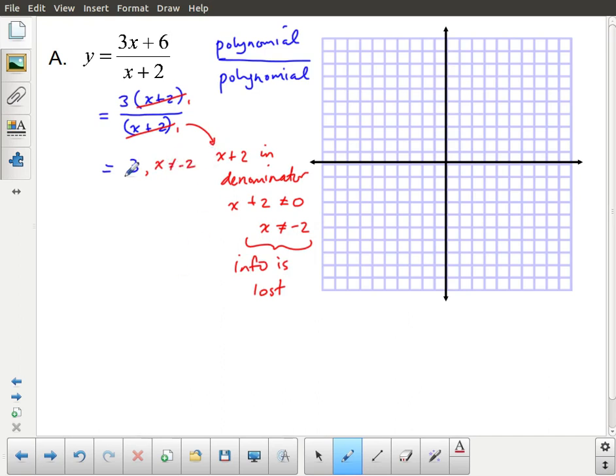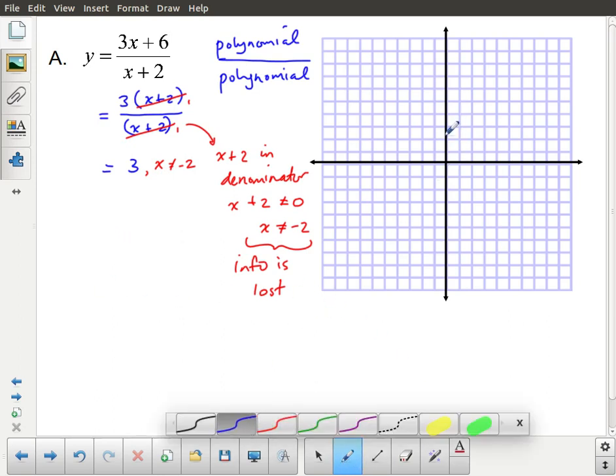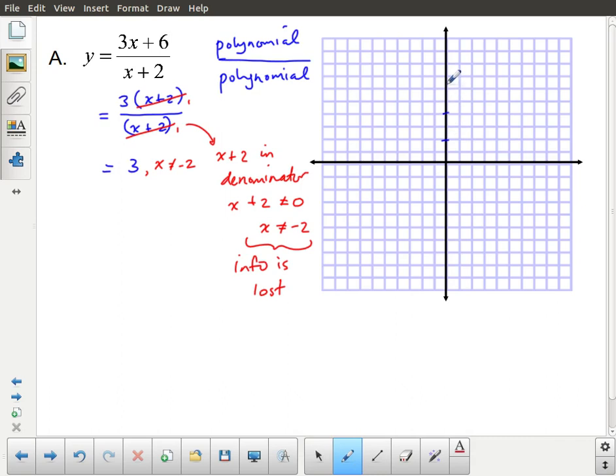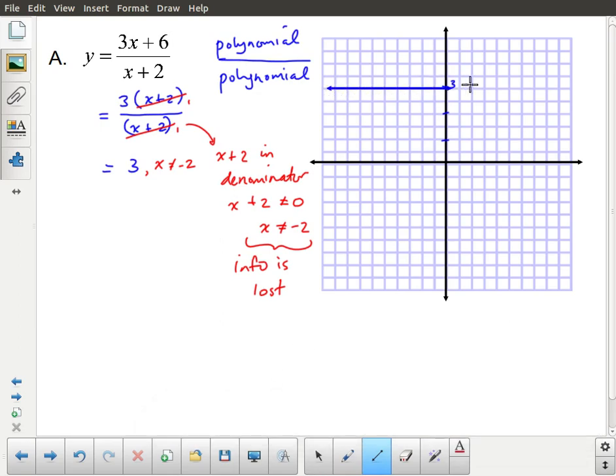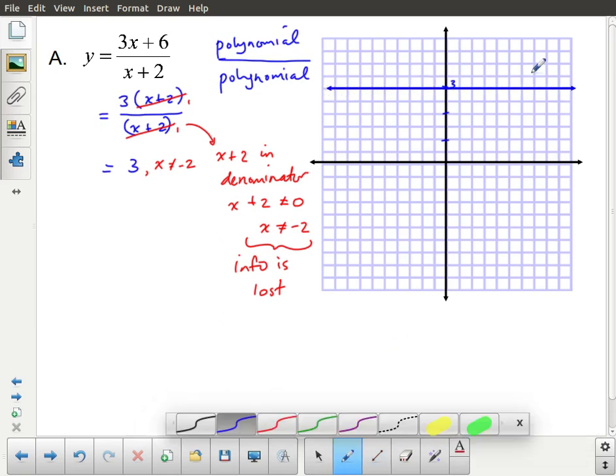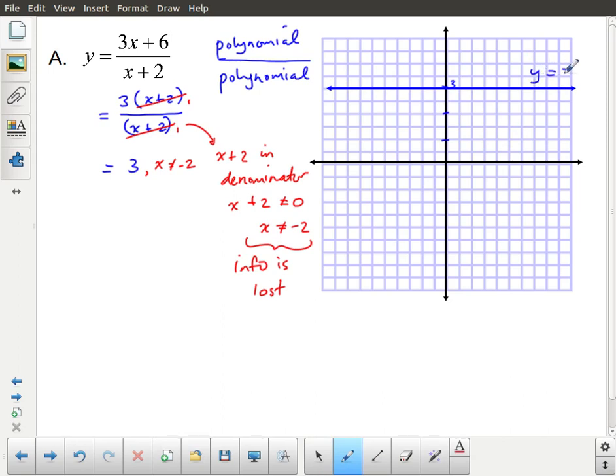So we say now that y is equal to 3 with the restriction that x is not equal to negative 2. So y equal to 3, what does that look like? 1, 2, 3. So there is y is equal to 3. And so this is going to be a horizontal line, y equals 3. Now you might look at this and you might be a little bit skeptical about this. First of all, about that general shape.